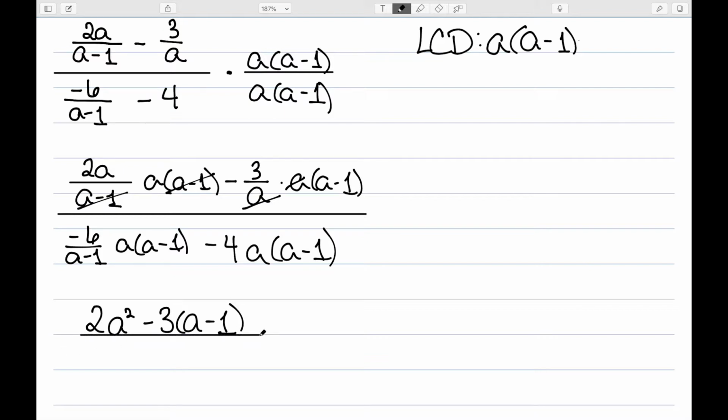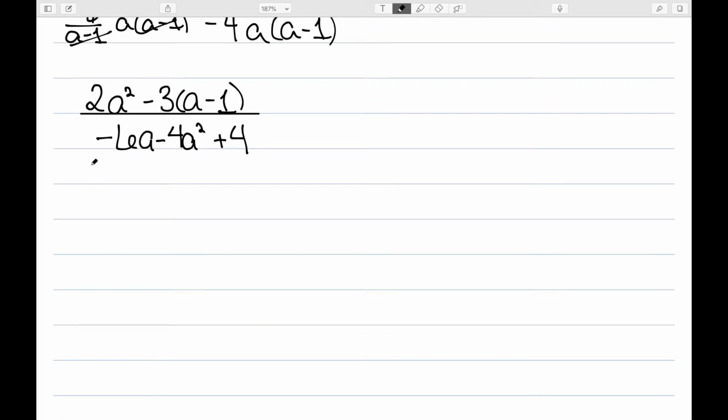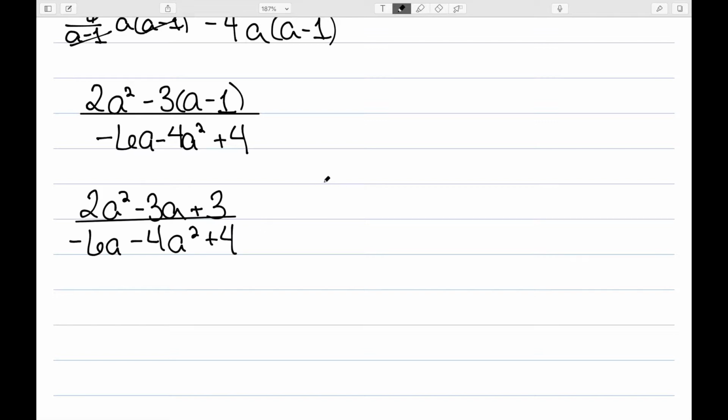On the denominator, these a minus 1's cancel. I have minus 6a. And then minus 4a squared plus 4. We scroll down, distributing out the top, 2a squared minus 3a plus 3, all over minus 6a minus 4a squared plus 4, which is a much more simplified version.